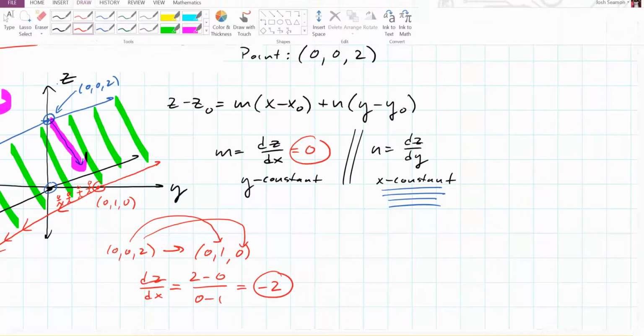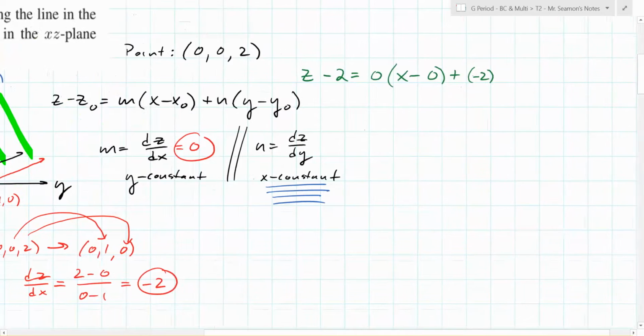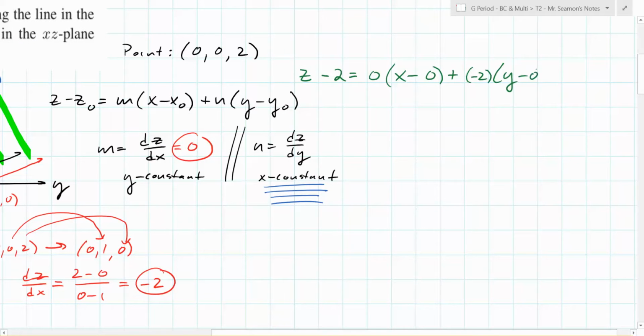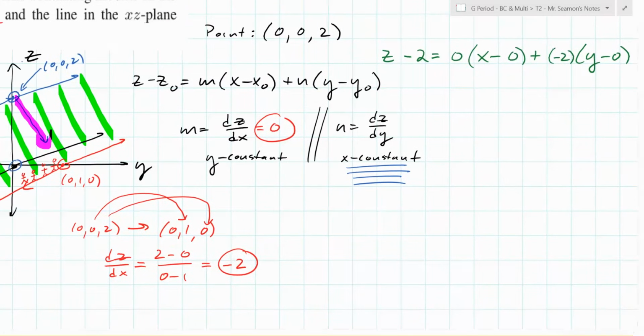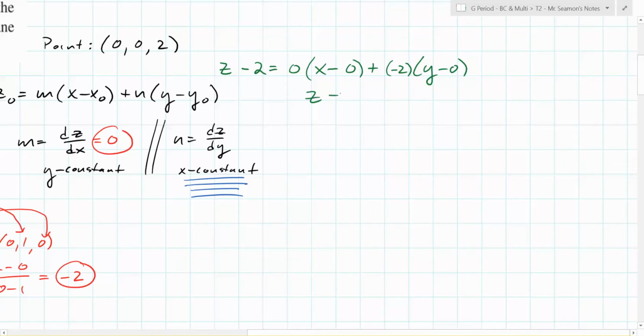So what's our equation going to be? z minus 2 is equal to 0 times x minus 0 plus negative 2 times y minus 0. Right. Well, we have dz dy. Yes, this should be a dz dy. Thank you very much. Correct. So what does this simplify to? z minus 2 is equal to what?